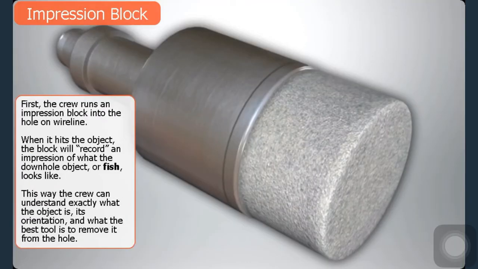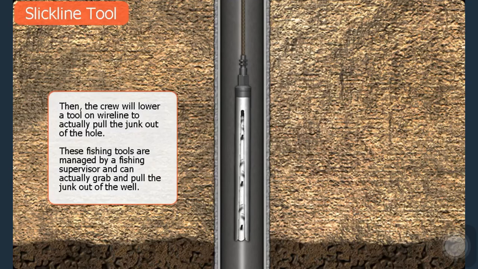First, the crew runs an impression block into the hole on wireline. When it hits the object, the block will record an impression of what the downhole object, or fish, looks like. This way the crew can understand exactly what the object is, its orientation, and what the best tool is to remove it from the hole. Then, the crew will lower a tool on wireline to actually pull the junk out of the hole. These fishing tools are managed by a fishing supervisor and can actually grab and pull the junk out of the well.